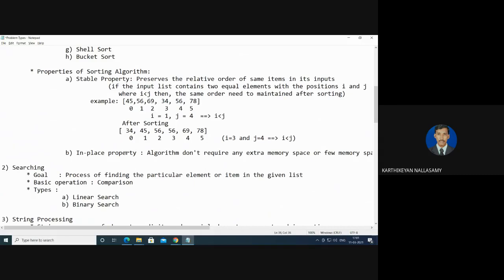And the next one is called the in-place property. The in-place property is related to the space complexity. That is, if the algorithm solves the problem without taking extra memory, or takes only a very small amount of memory, then it will come under in-place property.